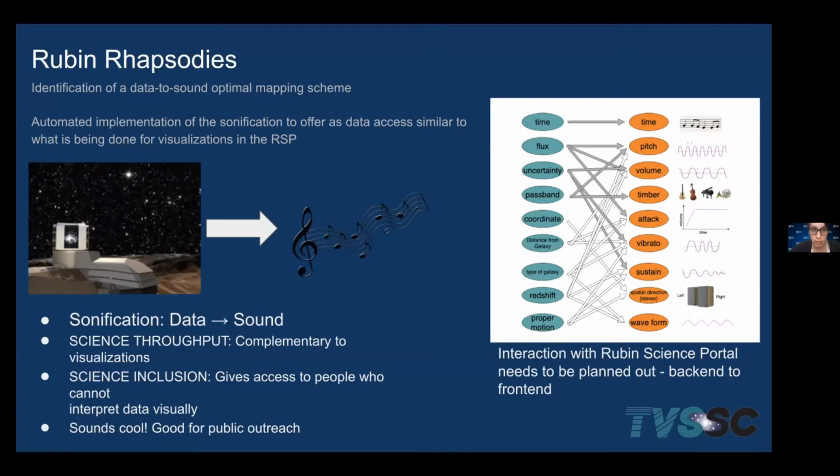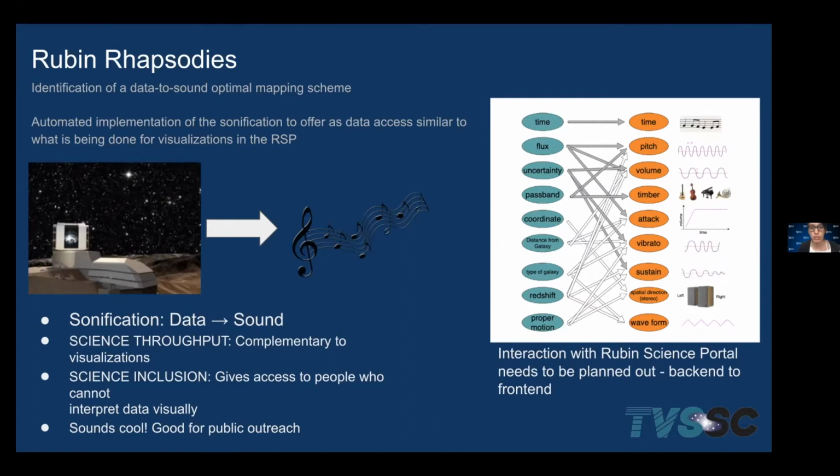There is a scientific throughput because our auditory apparatus, our ears, work differently than our eyes, so we can understand data patterns in a different way that is complementary to that which we can understand through visualizations. Of course, there is a motivation of science inclusion as well. This gives access to Rubin data to people who are visually impaired and cannot interpret data visually. Also, there is an aspect of public outreach. Sonifications are very often used as public outreach tool.